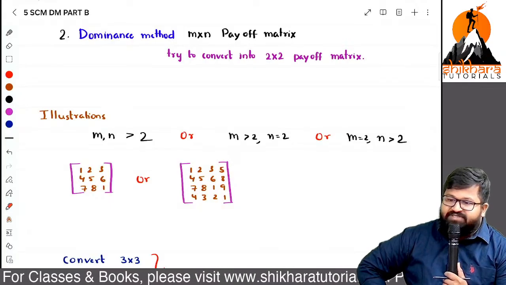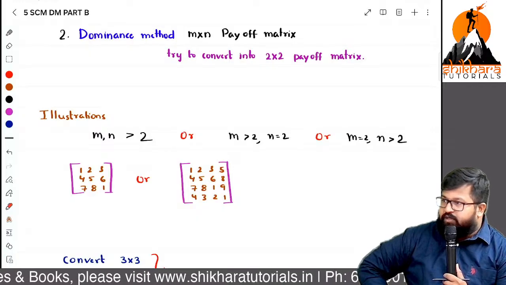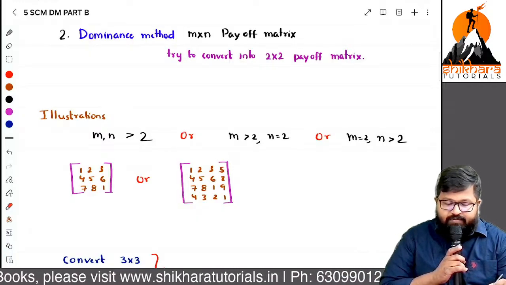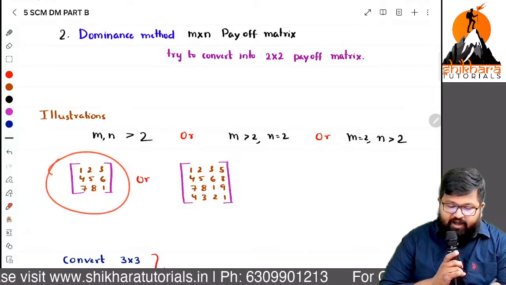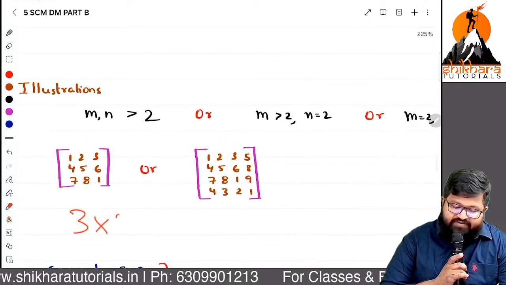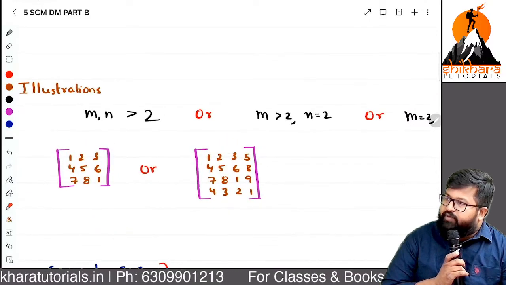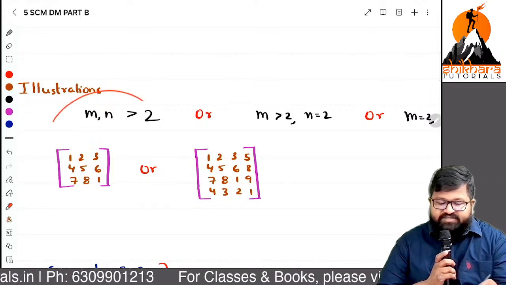Sir, what does m stand for? Number of rows. N stands for number of columns. So sometimes the questions can be in this pattern. When it is this pattern, what is the order of the matrix? 3 by 3. What is the value of m there? What is the value of n? Both are greater than 2. That is the first scenario.